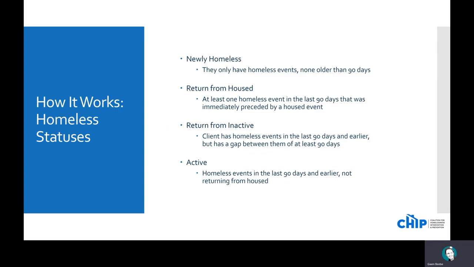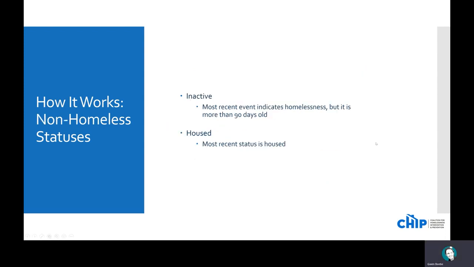That could have been last month, it could have been 6 months ago, but before we saw them now, we had housed them. Return from inactive: we're seeing them now and we're seeing them before the last 90 days, but there's a gap of at least 90 days in there where we didn't contact them, we weren't talking to this person. And then just active. They're homeless now, they were homeless before, they're not returning from housed. These are folks we've got to house. There are only 2 non-homeless statuses. There's inactive, which is just they were experiencing homelessness last time we talked to them, but we haven't heard from them in more than 90 days, or their most recent status is housed.